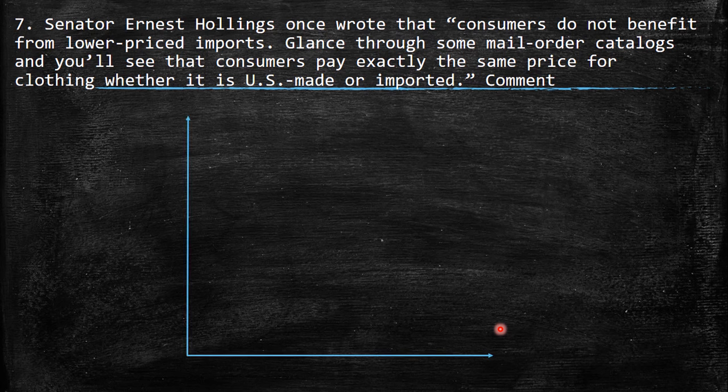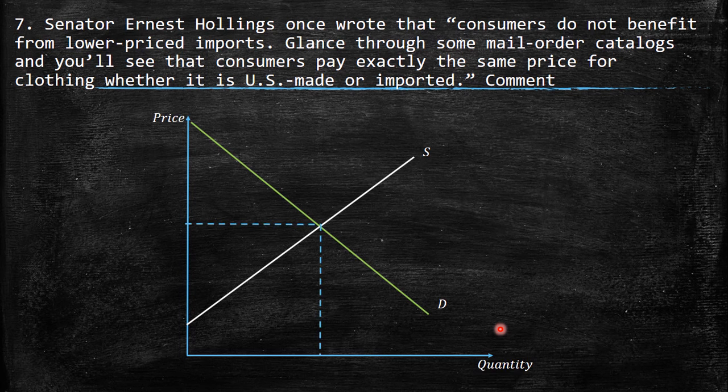Comment. So basically, if we represent this idea of the Senator Ernest Hollings, we will have here the supply as usual upward slope and the demand downward slope. Here we have the price and the quantities as common, and we have the Q star and P star. This P star and Q star represent the equilibrium price without trade. Okay, so those are the domestic prices and the domestic quantities.